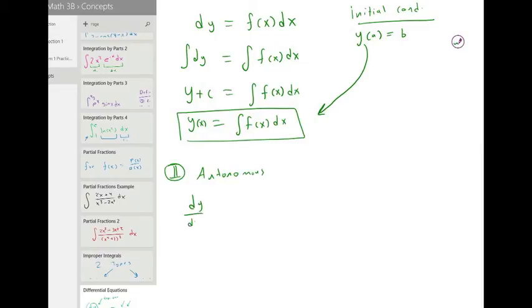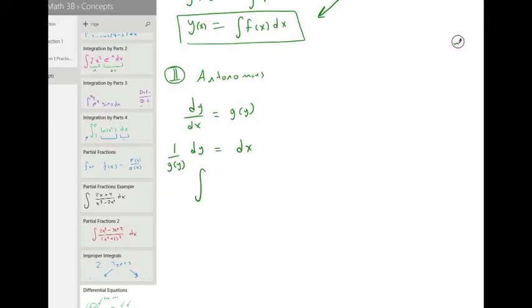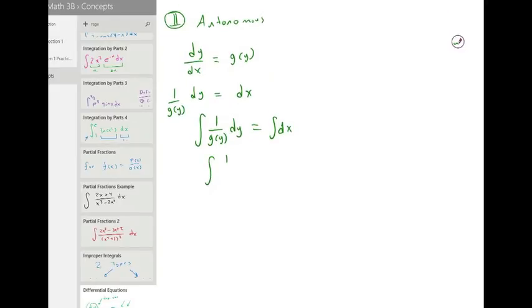So moving on to our second form, the autonomous, we have dy/dx equals some g(y). So again, we're going to get all the y's on one side. So we're going to divide by g(y) on both sides. And if we integrate both sides, we get the integral of 1 over g(y) dy equals the integral of dx. So the integral of 1 over g(y) dy equals x plus some c. Without knowing what the function is, we can't really go any farther than this, but this all depends on what our g(y) is, and after that we can solve for y. Sometimes we can't, and we'll see how that works.